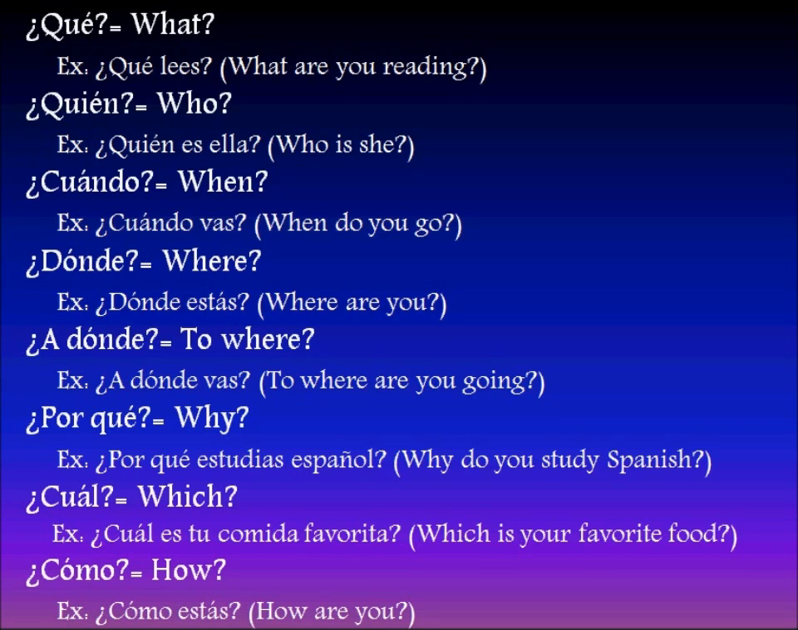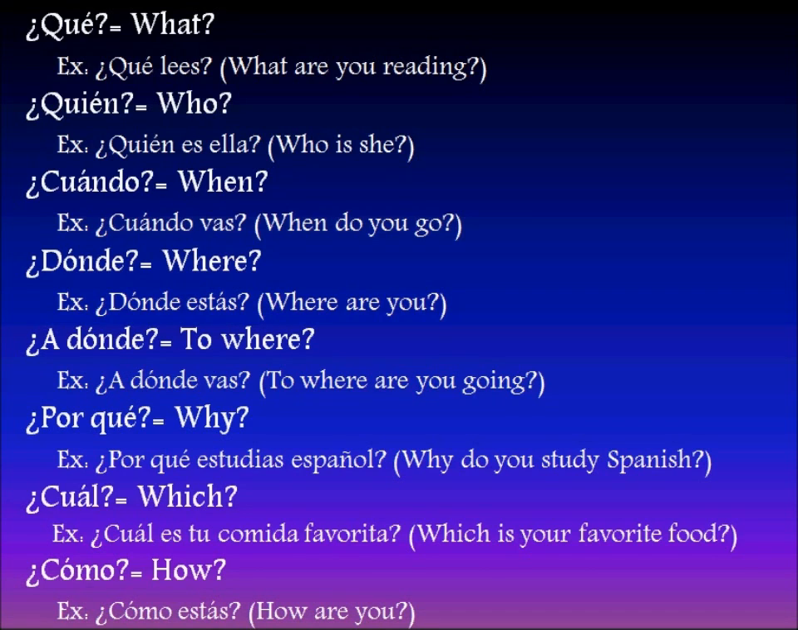Now, in English, we don't have a separate word to ask to where are you going, but in Spanish they do. Donde is to where. And we only use this if you're asking someone like, where are you going? To where is your vacation this year? To where are you going tomorrow, etc. So keep that in mind. If you ever want to ask a question about where are you going in the future, we would use a donde. Repitan, a donde.